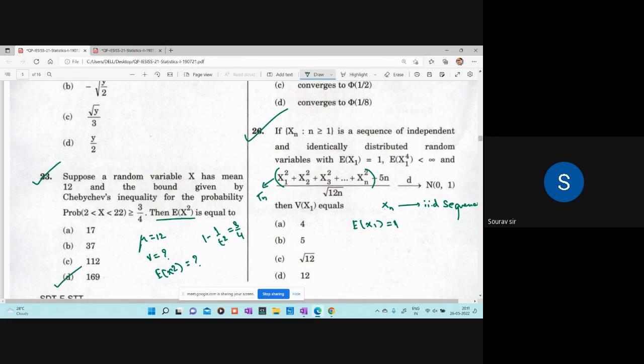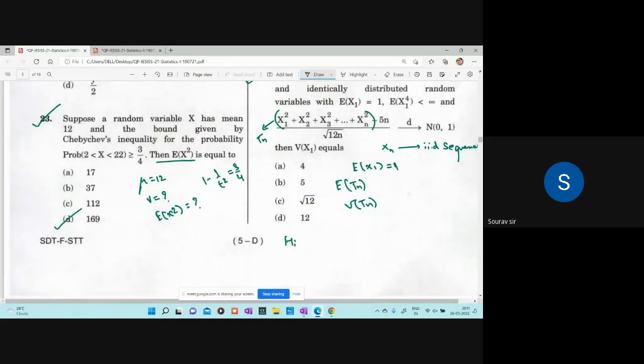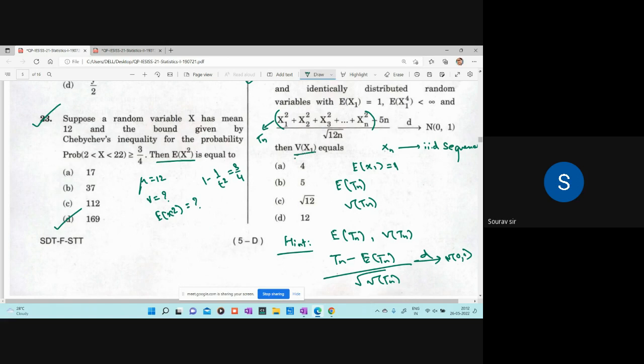So I have to find out this expectation of Tn, this variance of Tn, and then I have to proceed. I'm giving a hint over here, not doing the whole sum. You have to find the expectation of Tn and the variance of Tn, and use the CLT: (Tn minus E of Tn) by square root of variance of Tn tends in distribution to normal 0, 1. By using this, you will find the variance of X1.